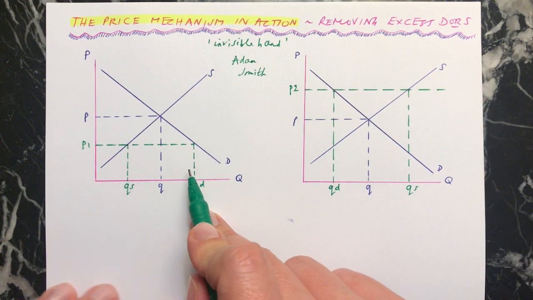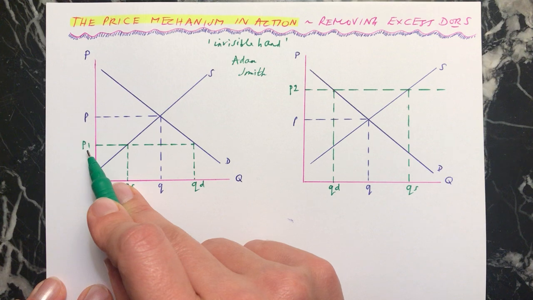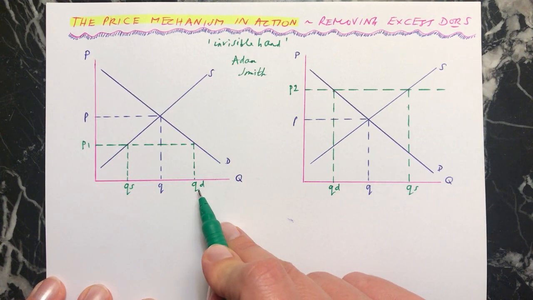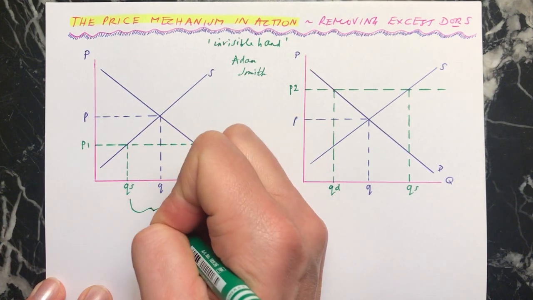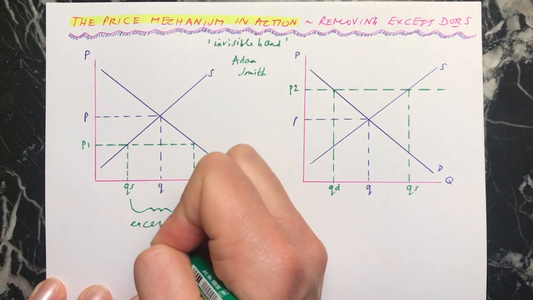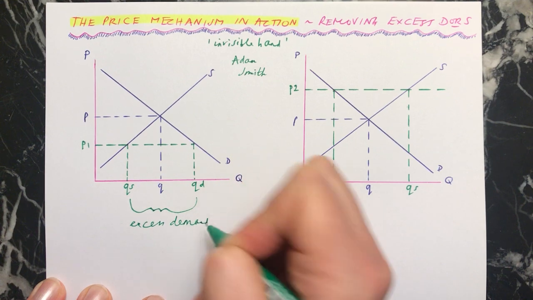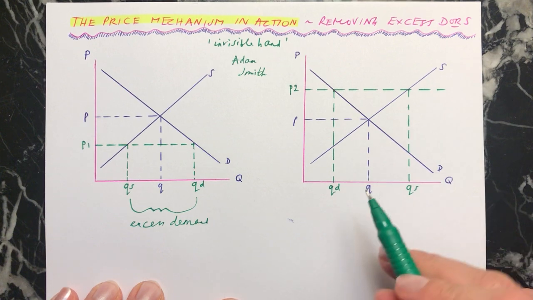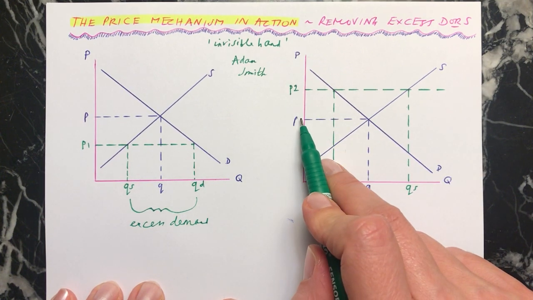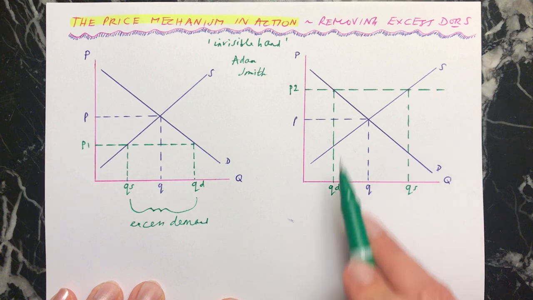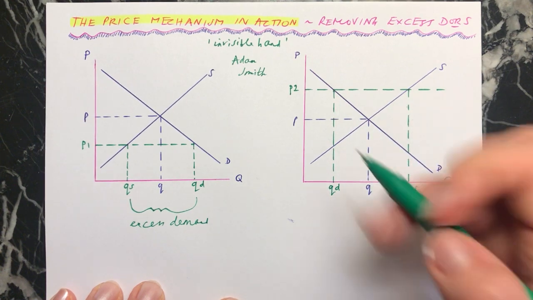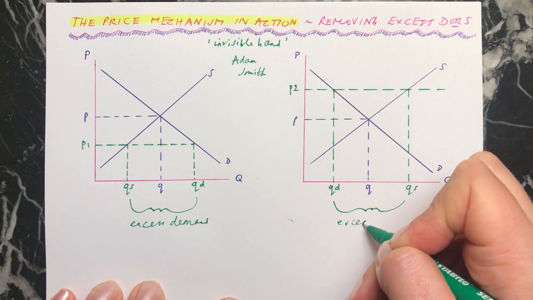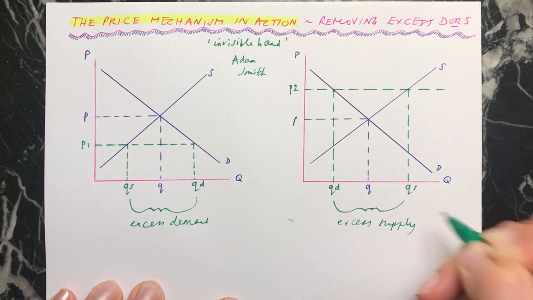You can see in this first diagram that at this price below the equilibrium price, our quantity supplied is here, our quantity demanded is here, and therefore we have excess demand. And we need to get rid of this excess demand. In this diagram, when the price is above the equilibrium price, our quantity demanded is here, our quantity supplied is here. And in this situation, we have excess supply.